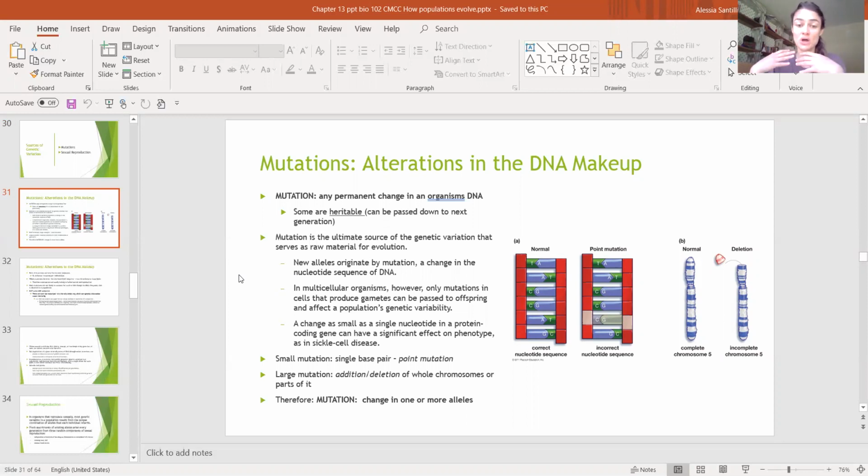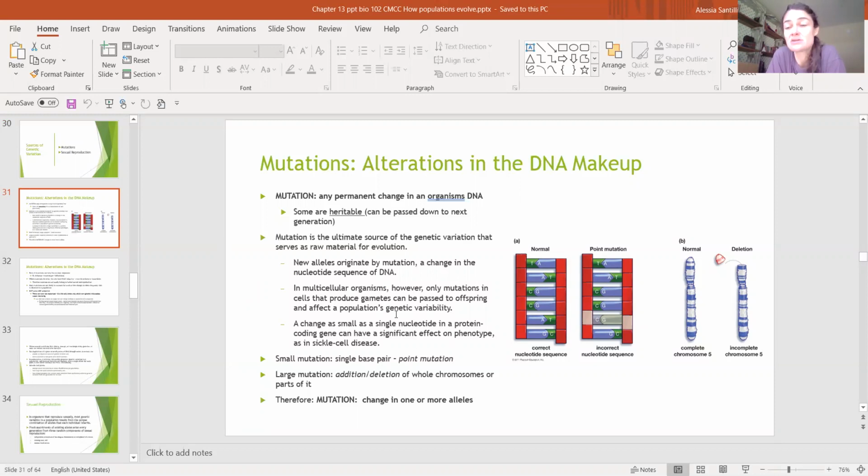This is how we get new alleles, right? And nuances between different kinds of characteristics, like say you have blue eyes, green eyes, brown eyes. Those are different nuances that have to happen because of new alleles that arise because of mutations. Again, though, in multicellular organisms, these mutations have to happen in the gametes before they can be passed down.